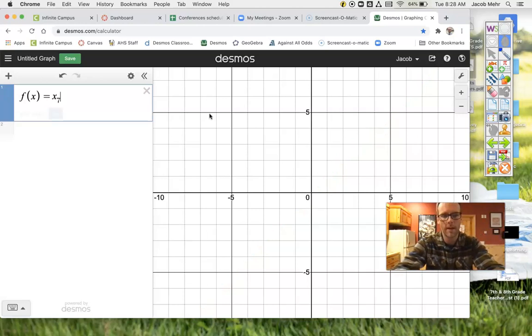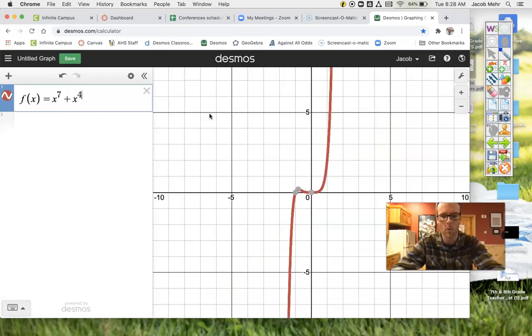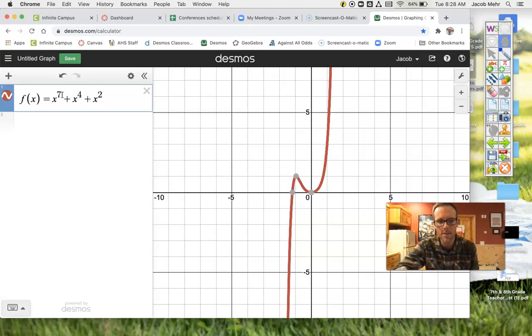So what if I have an x to the 7th? But then I have some other stuff here, like an x to the 4th, and maybe an x squared. Now there's some extra stuff happening in the middle here, but this is still an odd degree polynomial. The biggest power is odd, so it goes in opposite directions. There's some extra stuff that happens in the middle, but it still goes in opposite directions.